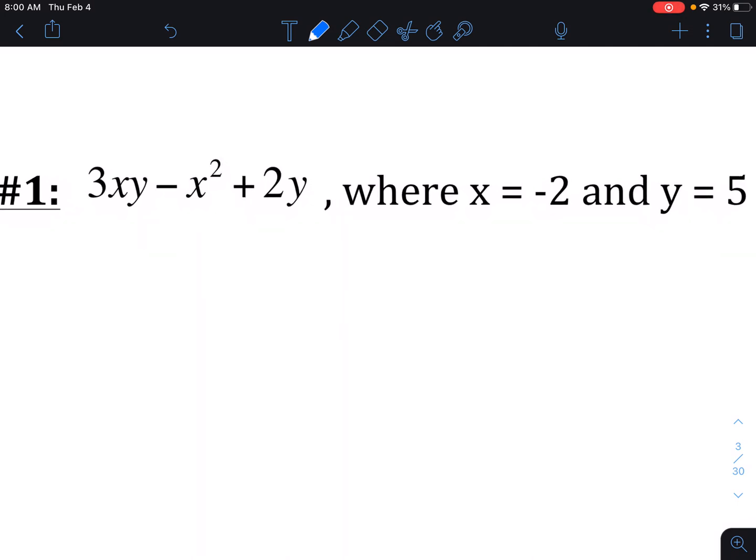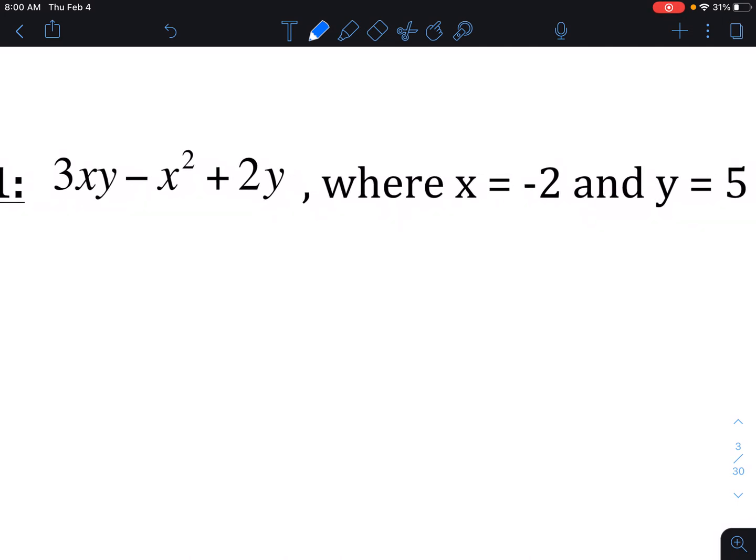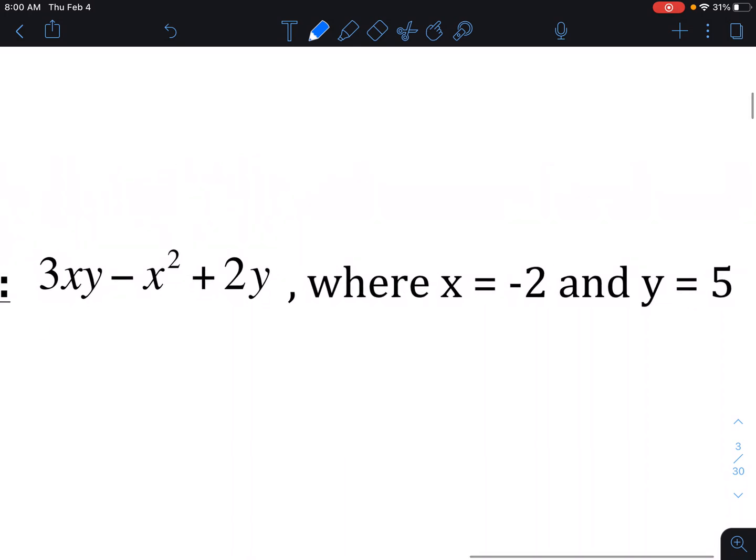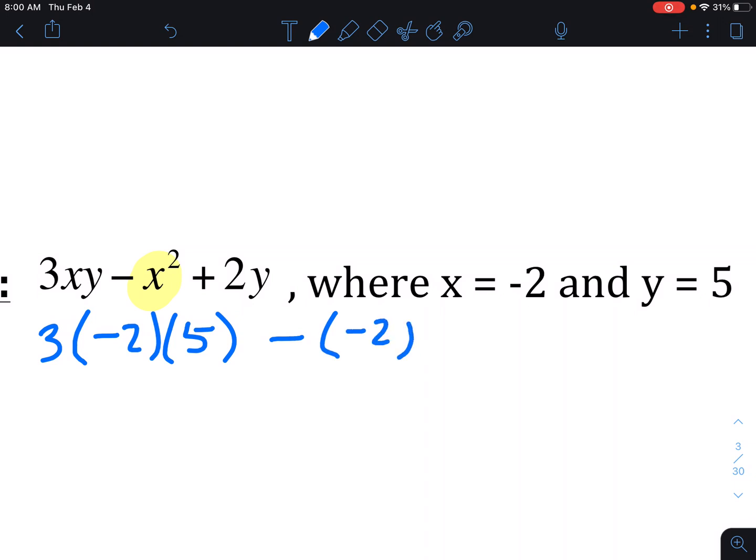Okay, so let's plug in for x and y. So that 3xy is 3 times x times y. Sometimes I use parentheses for the multiplication. Sometimes I use the dots. I tend to go back and forth. Then be careful with the minus x squared. So bring down the minus. Then -2 in parentheses, then squared outside. Plus 2 times y.